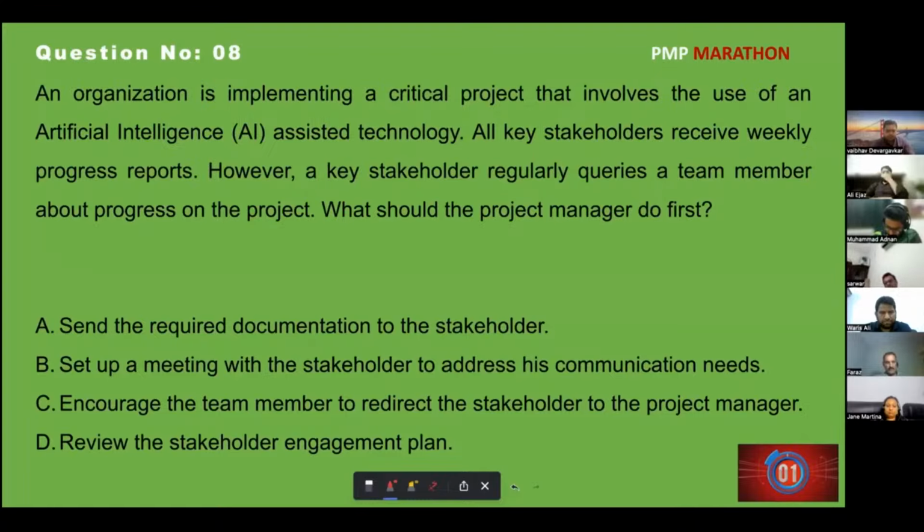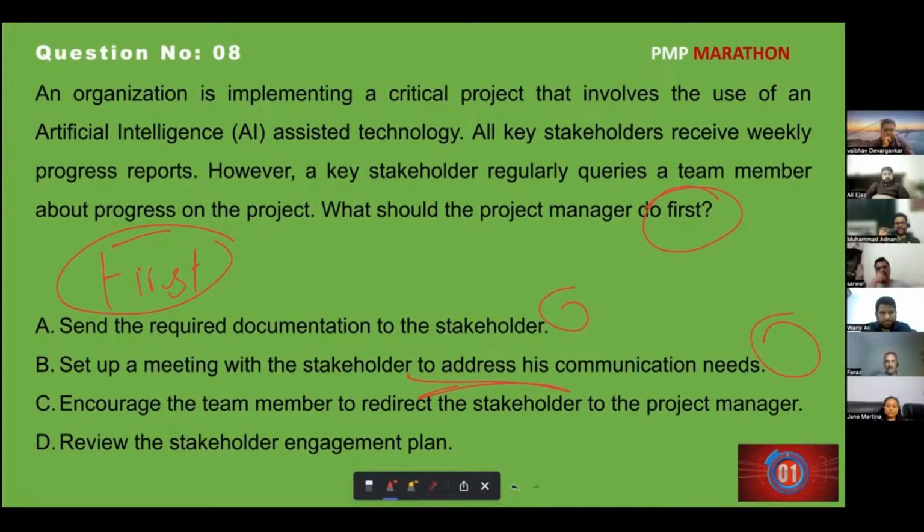Every single option is a right option, but the problem is this: whenever the question says do first, we need to go into that. For example, if there were an option to update the issue log, I would go for that answer. Send the required documentation is a good option, not entirely eliminated. Set up a meeting with the stakeholder to address his communication needs; yes, this is the best solution.